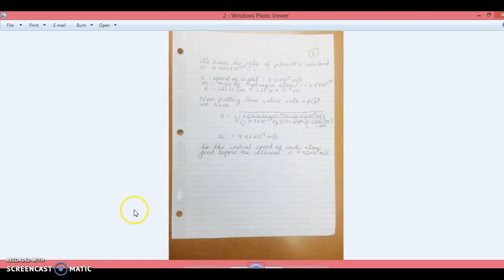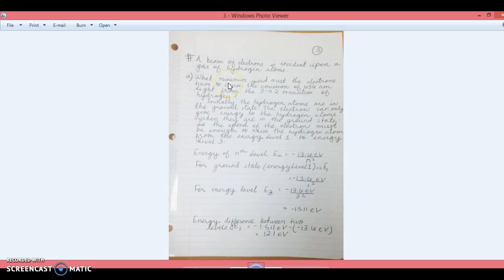meters per second. Now, the second problem that I'm about to do is a beam of electrons that is incident upon hydrogen gas. Now, we're trying to find the minimum speed that the electrons must have for the emission of 656 nanometer light from the 3 to 2 transition of hydrogen.